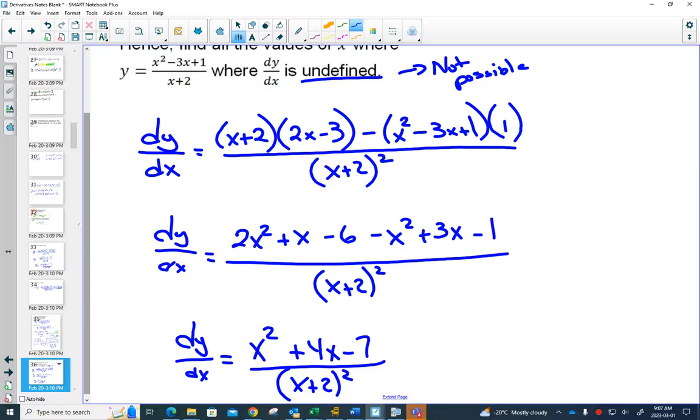So when is it undefined? Let's say dy/dx is undefined when x is equal to -2. Because that would cause us to divide by 0.